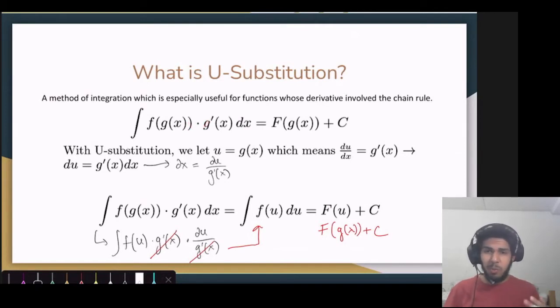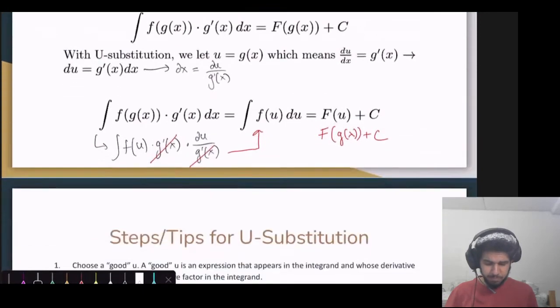And the main reason why we want it to be a multiplicative factor is when we change variables into u, this term will still stay the same, but since it's being multiplied with f of u, when we make the substitution for dx, this g prime of x in the denominator will cancel with that. So that's why we want it as a multiplicative factor.